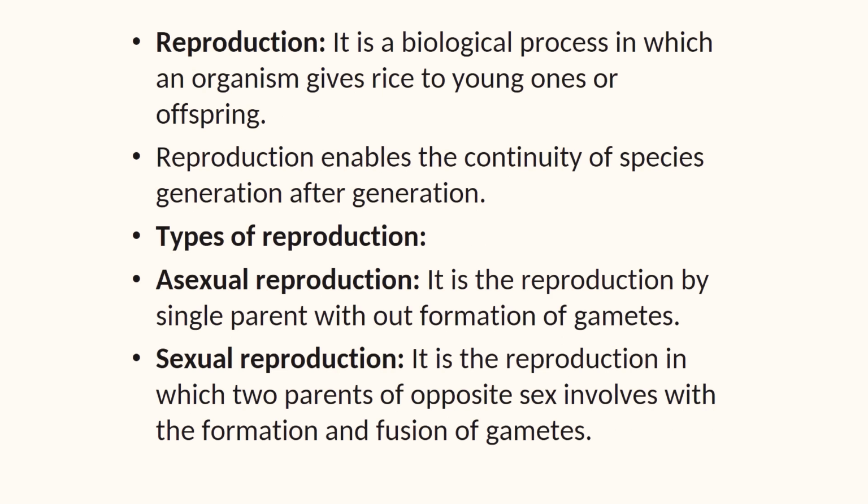Second, sexual reproduction. It is the reproduction in which two parents of opposite sex are involved with the formation and fusion of gametes. There are two types of gametes, male and female gametes. Male gamete is called sperm and female gamete is ova, respectively, which are produced and fuse to form a zygote. The zygote develops into a new individual. Understand?